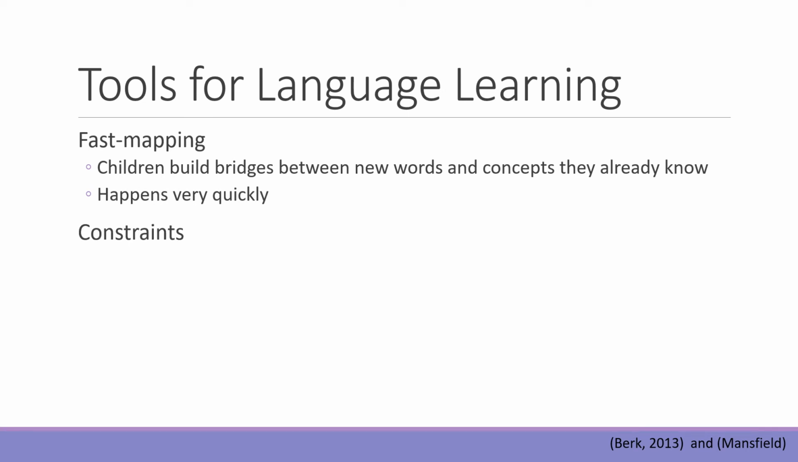Another set of useful tools children use are constraints. Constraints are assumptions children, and sometimes adults, make to limit the possible different meanings to new words. There are a few different types of these constraints.